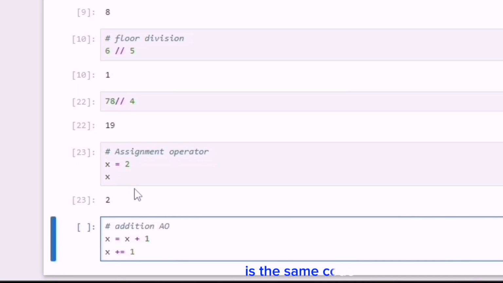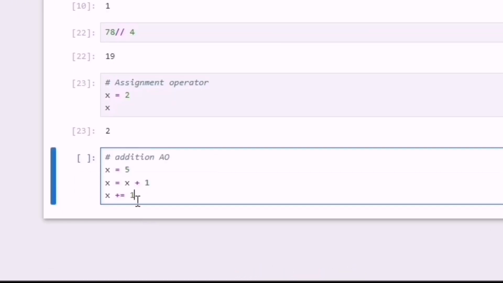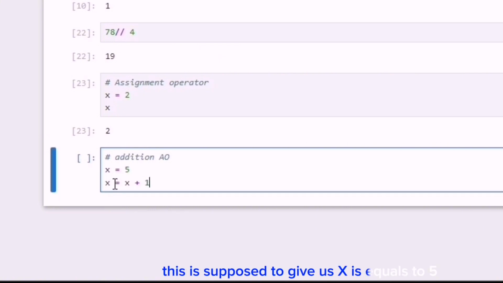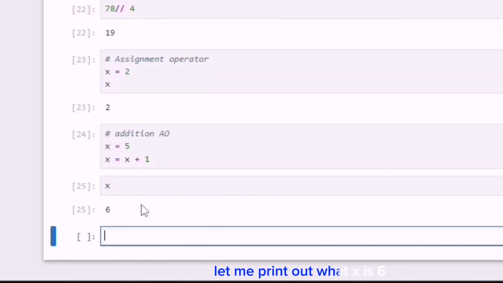It's the same code. So let's look at both of them individually. Assuming I have x is equals to 5, and then I have this. This is supposed to give us x is equals to 5. So the new value of x should be 5 plus 1, which should give us 6. Let me print out what x is: 6.